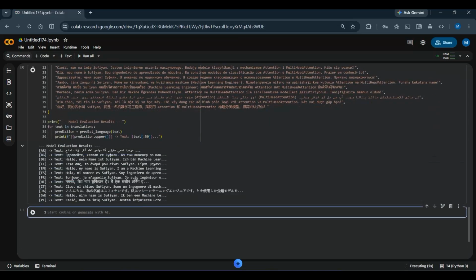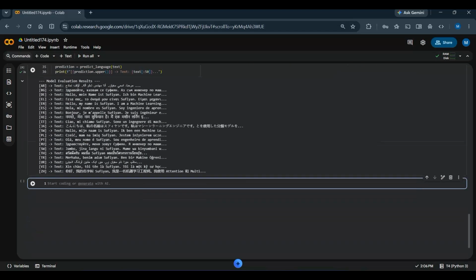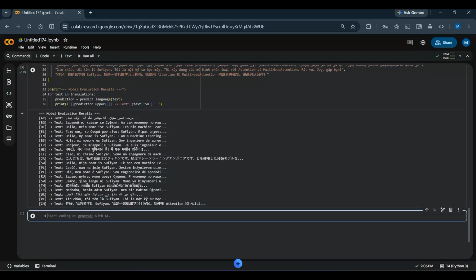Imagine giving a model a single sentence in Arabic, Japanese, or German and having it tell you the exact language instantly. No spaces, no dictionary. Today, we're building a multi-head attention language detector from scratch, line by line, layer by layer, so you actually understand why every piece is there, not just copy code.